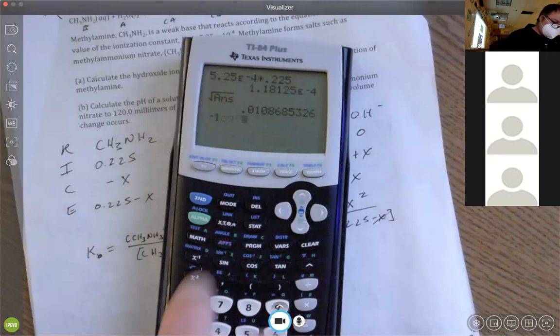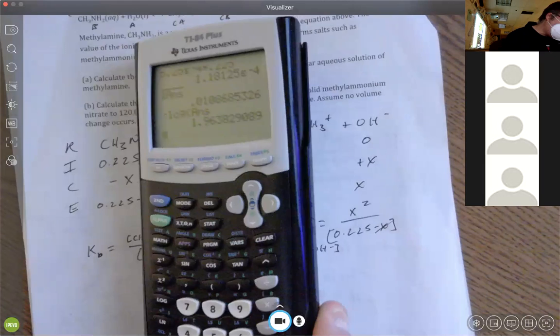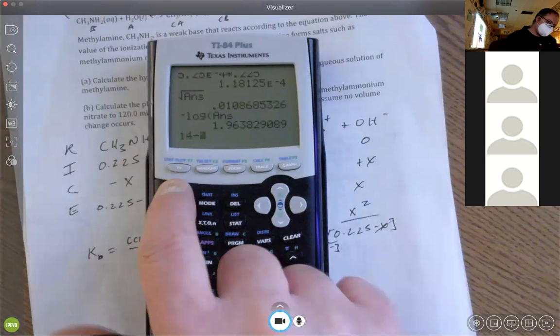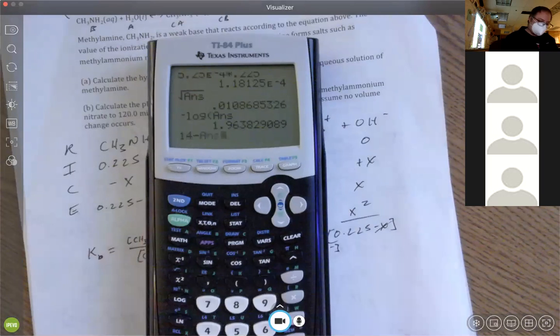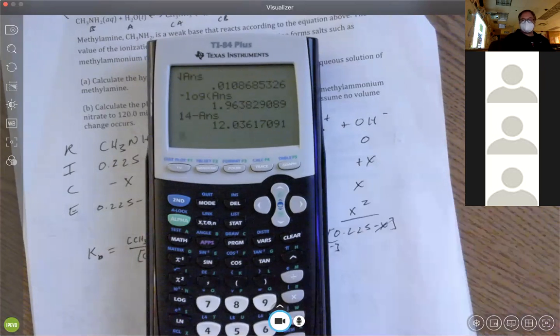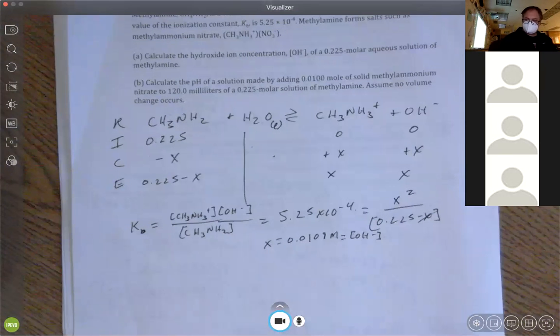Negative log of that. And we get 1.96. And we need to do what to that? We subtract that from 14. And we get 12.03, which makes sense for a weak acid, or I'm sorry, a weak base to have a pH of 12.04 in this case. Questions there?